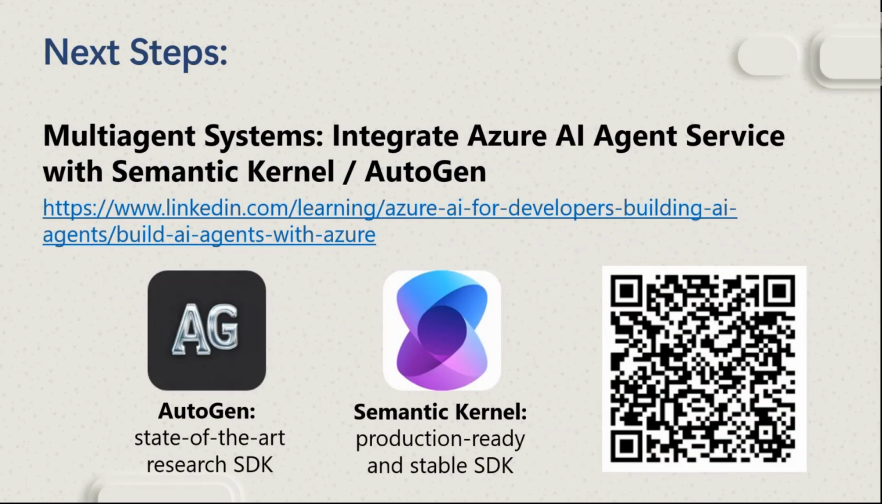And I have another course I'd like to show you, because what we did earlier was just a single agent. You can't do a multi-agent system right now with Azure AI Agent Service. Right now, the recommendation on Microsoft Learn for a multi-agent system is to use Semantic Kernel, which is Microsoft's production-ready, stable SDK, or Autogen, which has state-of-the-art, more advanced features but relies on community support. So it's really up to you to decide what you want to use.